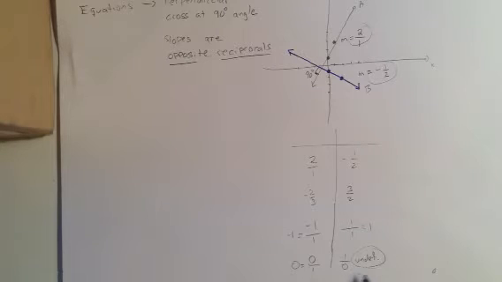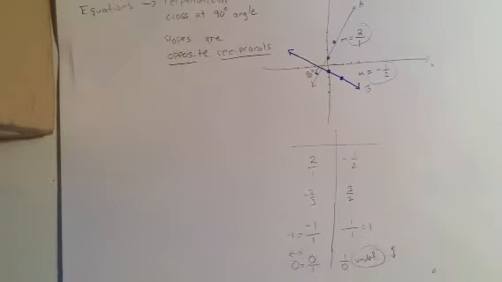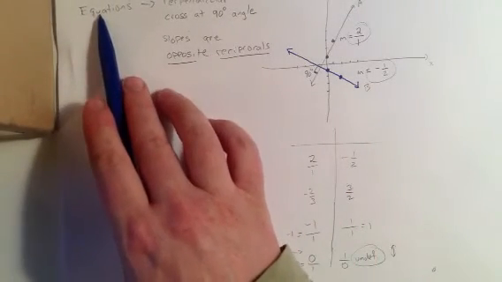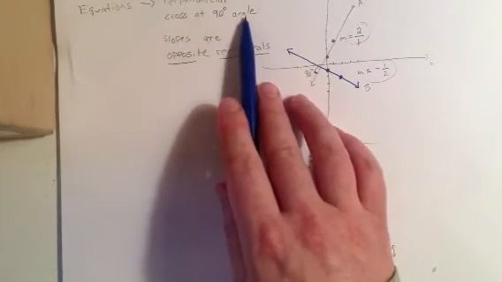If you had a slope of 0 and an undefined slope, in other words, a horizontal line and a vertical line, they would be perpendicular. Because remember, an undefined slope is a vertical line, a 0 slope is a horizontal. And of course, those would cross at a 90-degree angle. Okay, let's get back to the goal here. So I'm giving you equations, and we want to know, do they cross at a 90-degree angle?